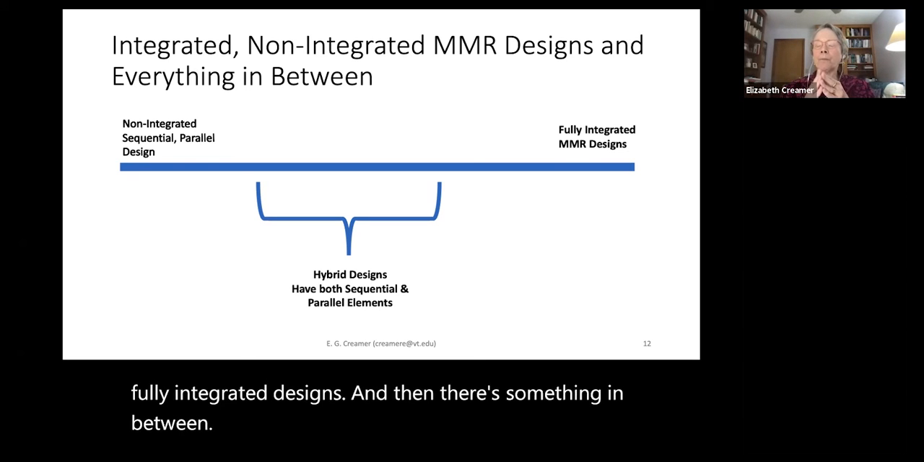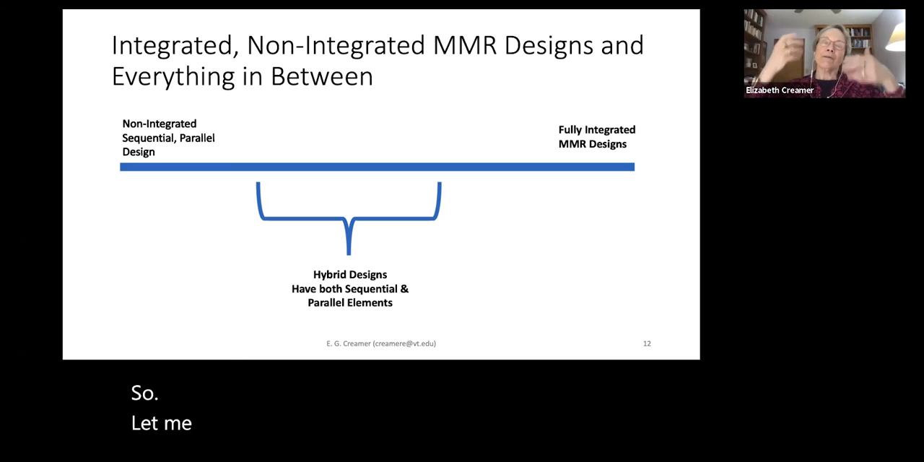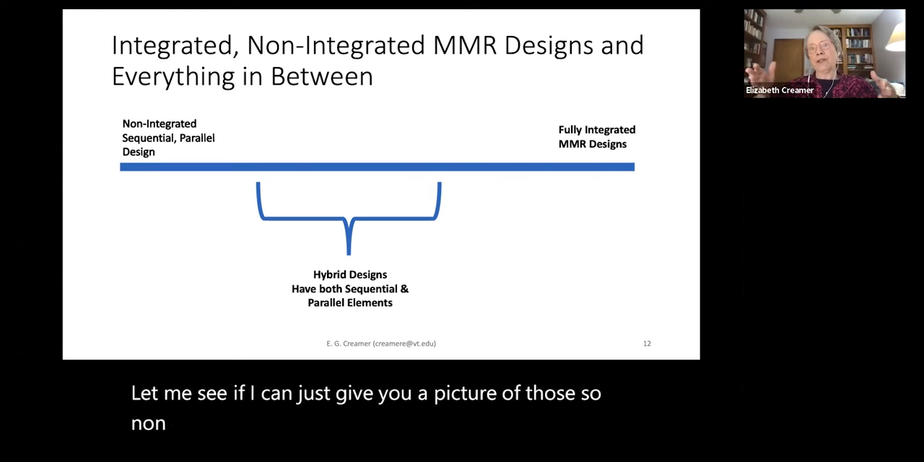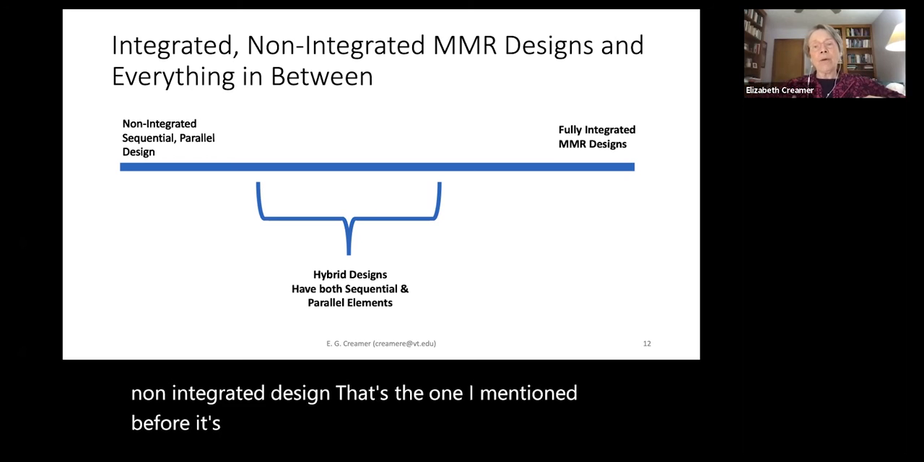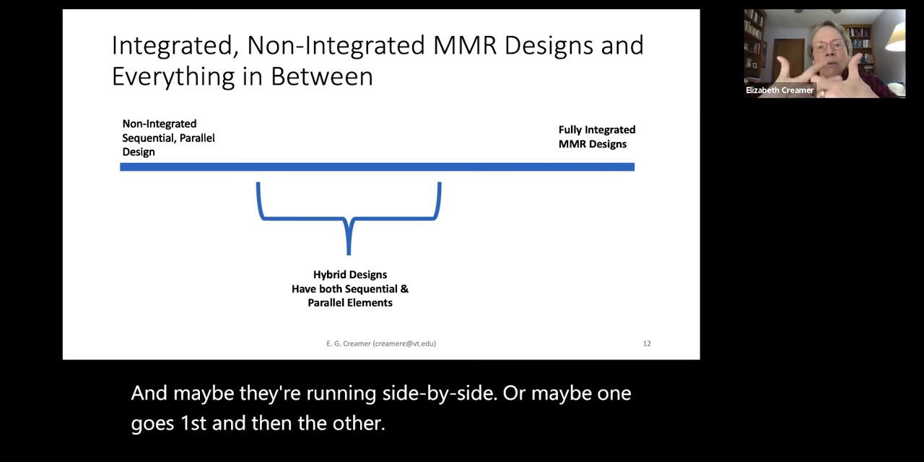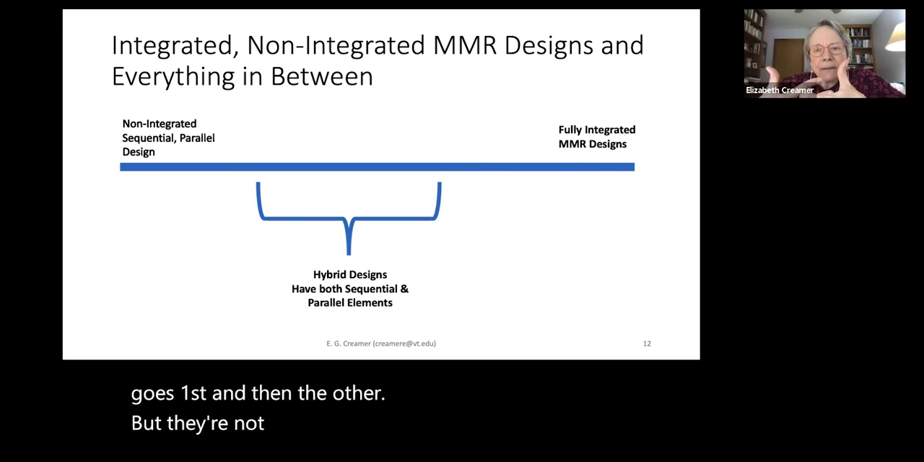Okay, so let me see if I can just give you a picture of those. So a non-integrated design, that's the one I mentioned before. It's like you've got two railroad tracks and maybe they're running side by side, or maybe one goes first and then the other, but they're not interwoven like this, right, throughout.